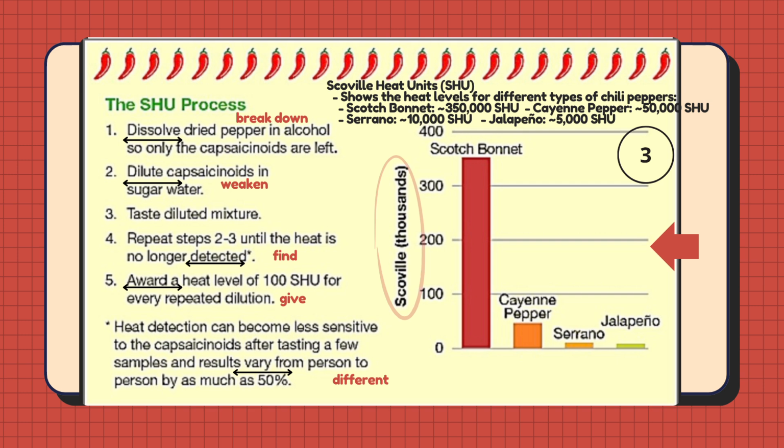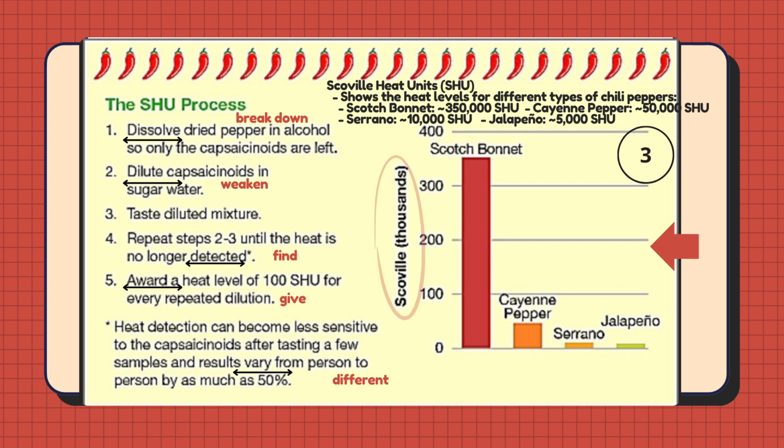Okay, until the heat is no longer there, until you cannot find the heat. And the fifth step is to award. Award here means to give. Give a heat level of 100 SHU for every repeated dilution. So every time that you go back to steps 2 and 3, it means that you will give at least 100 SHU. Okay?